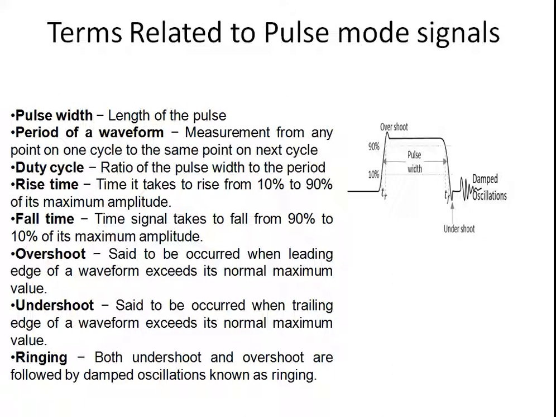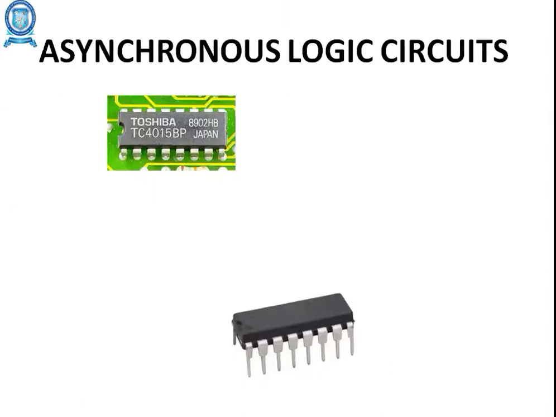Overshoot is said to occur when the leading edge of a waveform exceeds the normal maximum value. Undershoot is said to occur when the trailing edge of the waveform exceeds the normal maximum value. Ringing: both undershoot and overshoot are followed by damped oscillation, known as ringing.